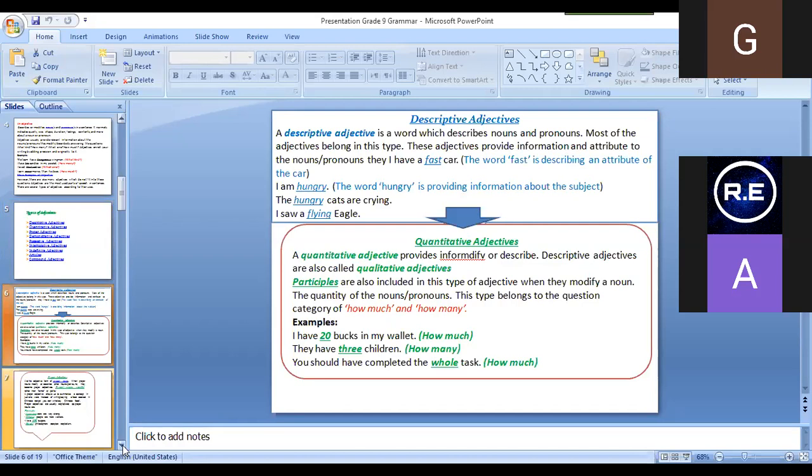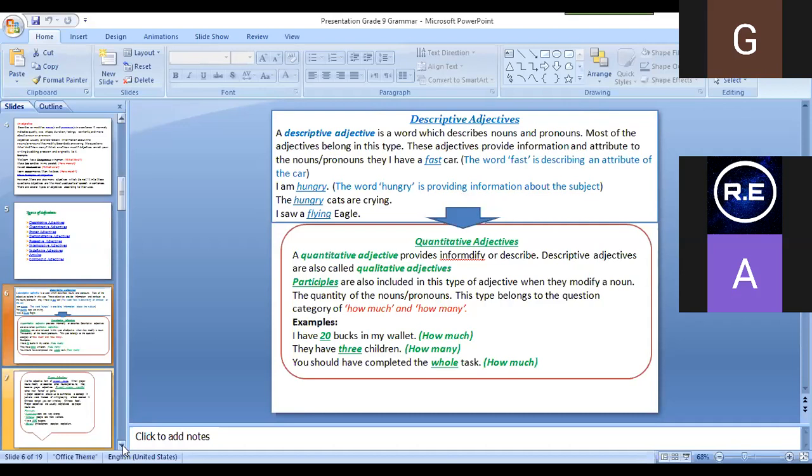Or for example, if I say I am hungry, they're hungry, I was flying, I saw a flying eagle, or I am in love, I am loved, I am happy. So if I say I am happy, happy here came to describe what? To describe I as the pronoun. She is happy, then happy came to describe she as the pronoun, yes? Which explains itself.